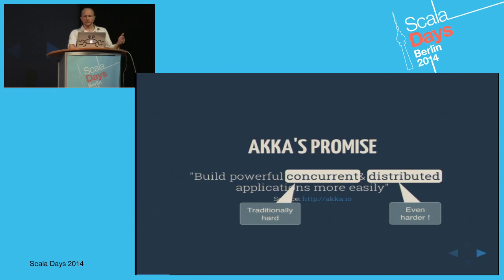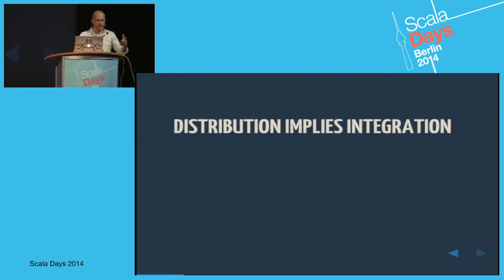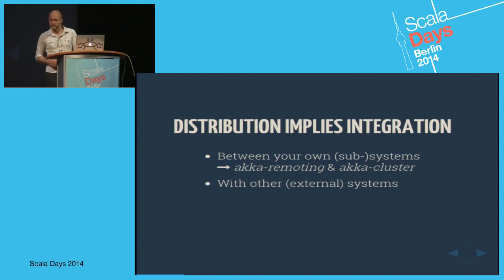And when we think about distribution, there's one very important theme there, and that's integration, right? Distribution means integration. You need to integrate different parts, different subsystems, if you want to build a distributed application. So between your own subsystems, Akka gives you stuff to make it easy. You can use Akka remoting and the new Akka cluster modules to help you work with your own subsystems that you control. But most of your applications will not live on an island, right? They will just be part of the big data soup that we have out there. So you need to integrate with other external systems.